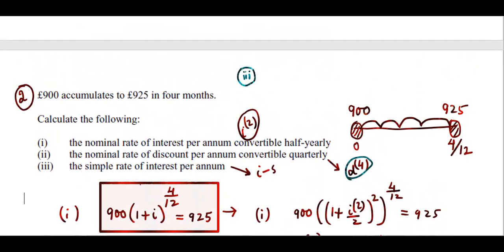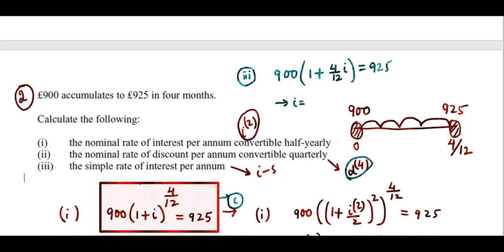If it's a simple rate of interest, this I have taken compound. Why go there? Directly we can write this way: 1 plus I power n, 1 plus ni, it will become in case of simple interest rate. N is 4 by 12. So you write 4 by 12 here. 4 divided by 12, I, that will be equal to 925. Solve it and find I.